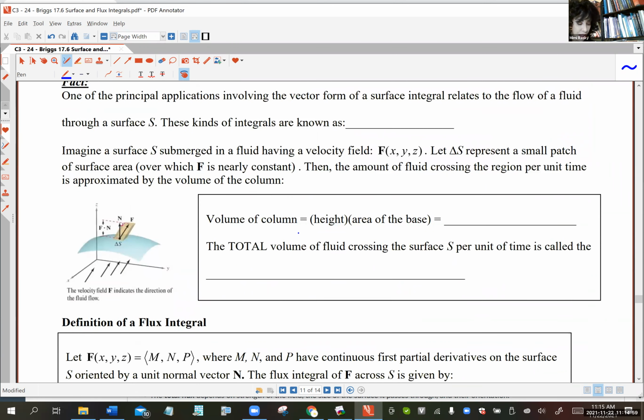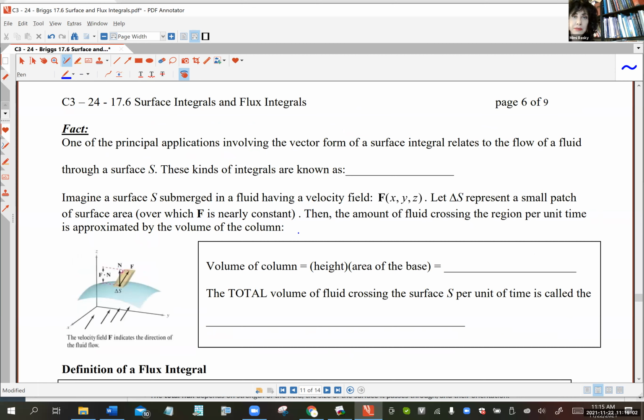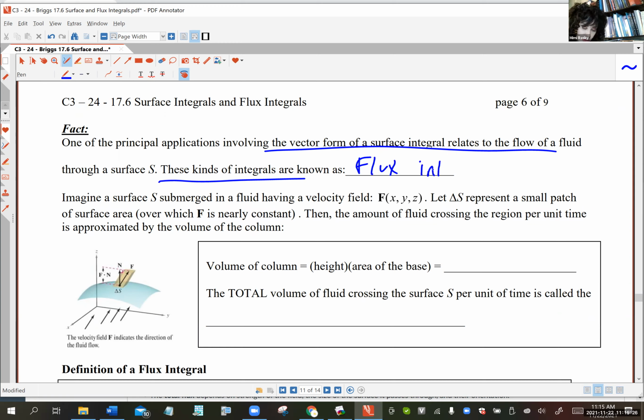So now let's get to the flux integrals. So where we're going to have a certain amount of bananas passing through a surface. Yeah, that's right, bananas, or whatever you want. Okay, so one of the big things about this vector form of a surface integral, you can think of it as relating to the flow of a fluid through a surface S. If you prefer the flow of bananas, I'm okay with that too, whatever is your pleasure. And these kind of integrals are known as flux integrals, but they are surface integrals, okay? They're special cases. So we're going to see that, and then we'll get into it and we'll do an example.